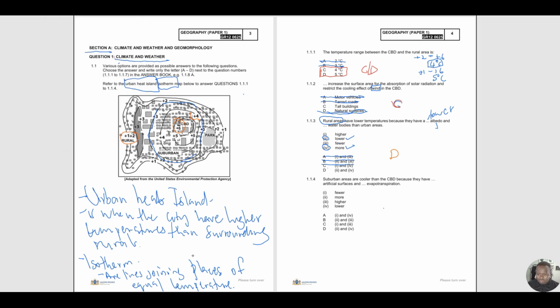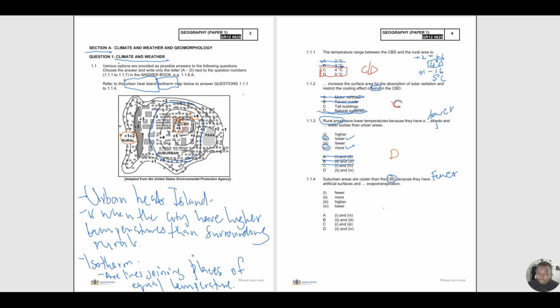Suburban areas are cooler than the CBD because they have artificial surfaces. So let's look at, we have fewer, we have more, we have higher, we also have lower. So suburban areas, unlike the CBD, because we are comparing them to CBD, they need to have fewer. They are fewer. They do have, but they are fewer because we are comparing them to CBD, artificial surfaces.